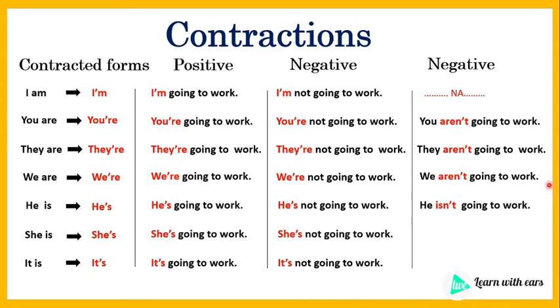He isn't going to work. She isn't going to work. It isn't going to work. Okay, it's not going to work. We aren't going to work, they aren't going to work, you aren't going to work. Okay, so in this way we can use contractions, contracted forms, to make sentences, positive or negative sentences, right?